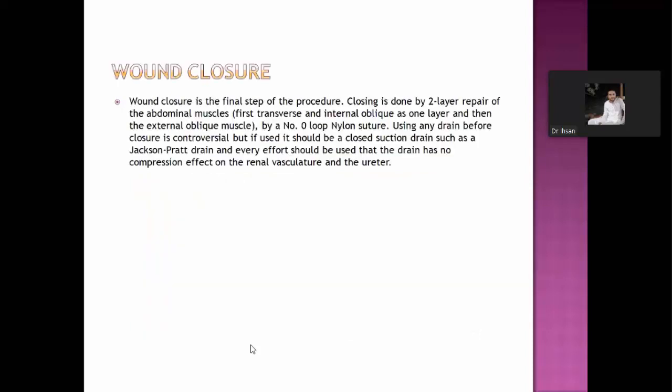Wound closure. Wound closure is the final step of the procedure. Closing is done by two-layer repair of the abdominal muscle, first the transverse and internal oblique as one layer, and then the external oblique muscle, using number 0 loop nylon suture.